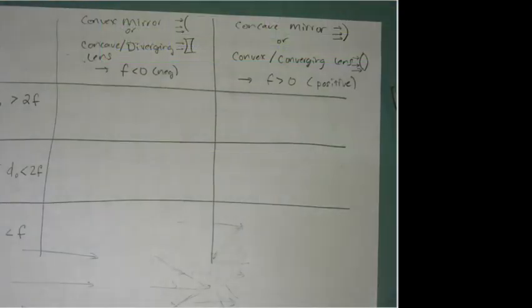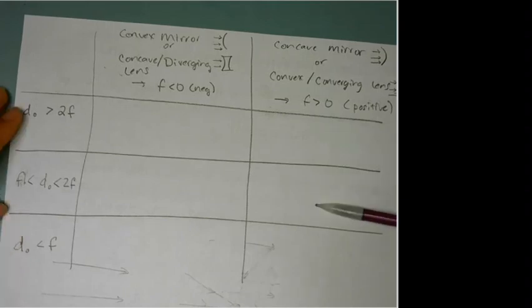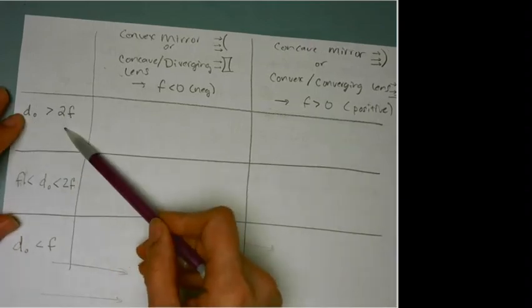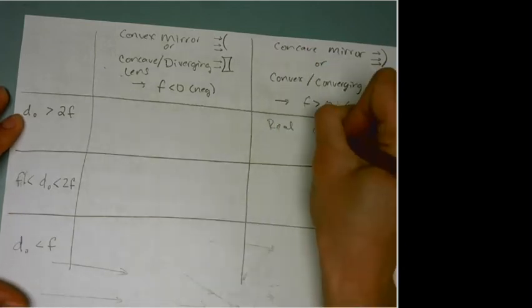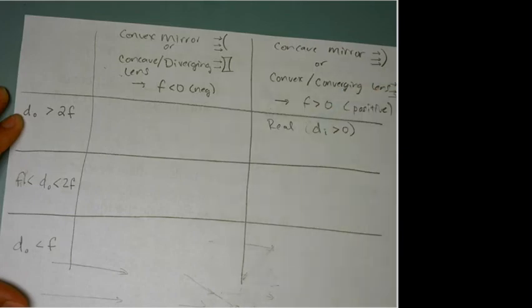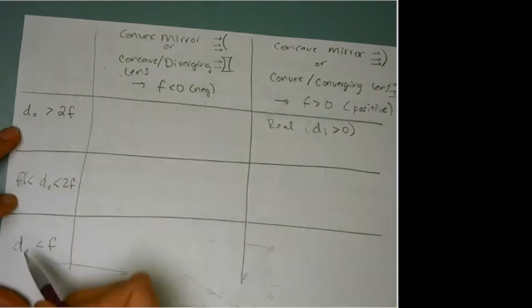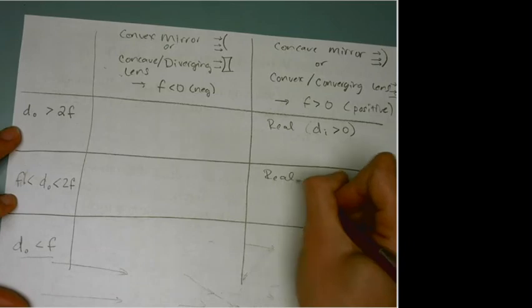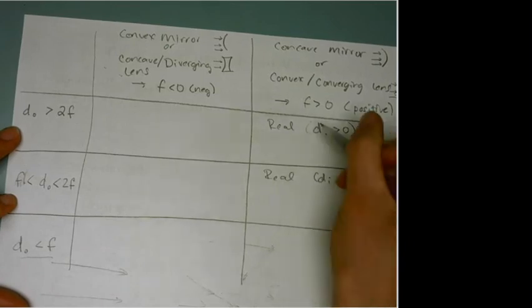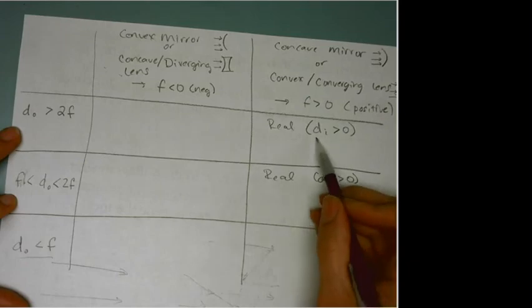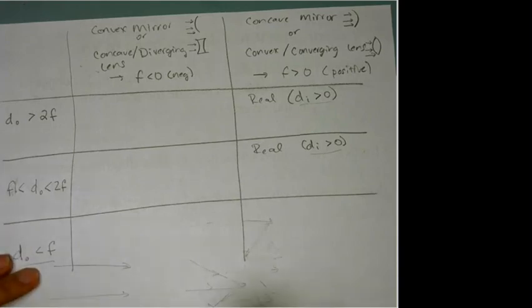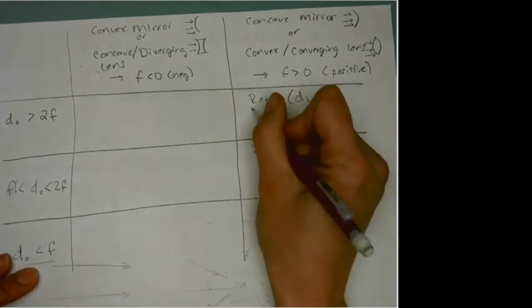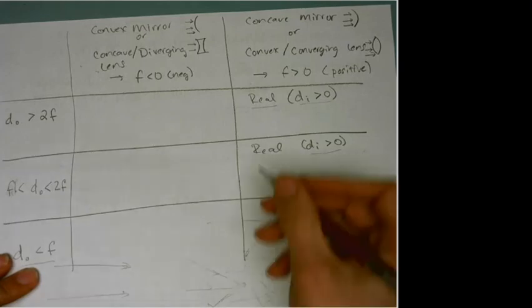So we just looked at these two, right? If the object is greater than 2 focal lengths away, the image will always be real. That means that the image distance is greater than 0. And as long as our object distance is not smaller than the focal length, we still have a real image. So when we use the thin lens equation, we'll always get a positive number for the image distance.